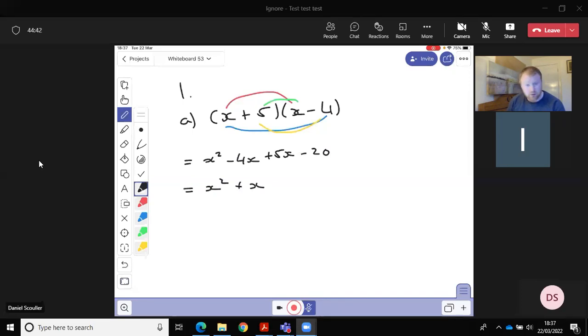Remember, in algebra, we don't write the 1, we just put the x. And then 20 is the only whole number. So you should be nice and comfortable with that. Exact same process for b.